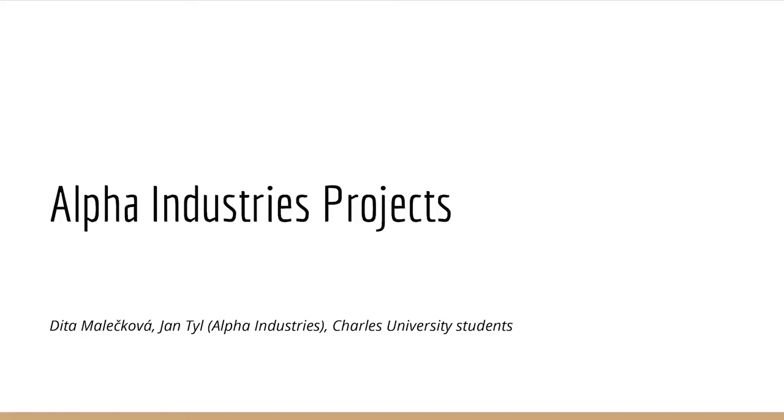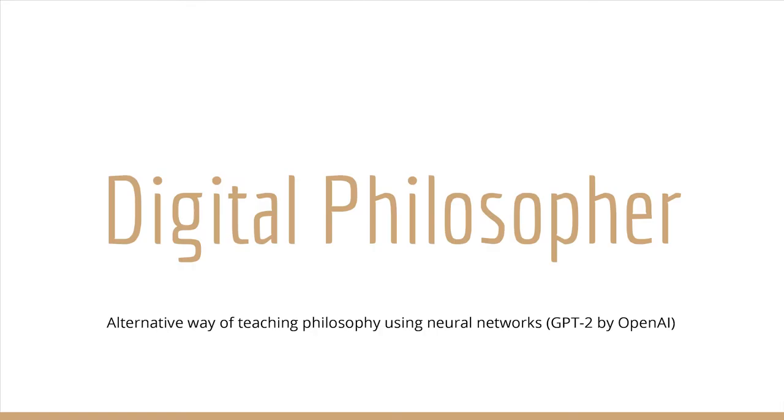And now let's proceed to the Alpha Industries projects. As I already mentioned, we are working on these projects with my colleague Jan Till, and he's also the founder of this company called Alpha Industries. You probably haven't heard about it yet because it's quite new, but I'm pretty sure you will hear more about it later. And our first project was called Digital Philosopher, and it was designed as an alternative way of teaching philosophy using neural networks.